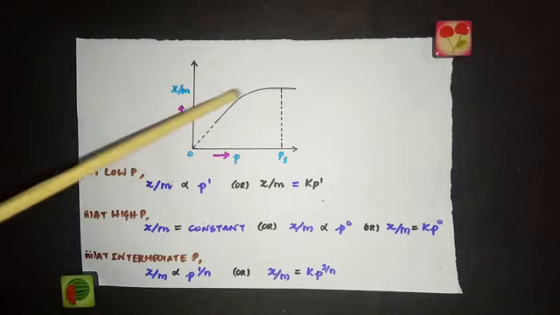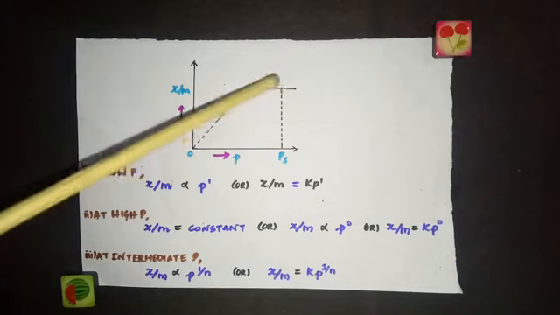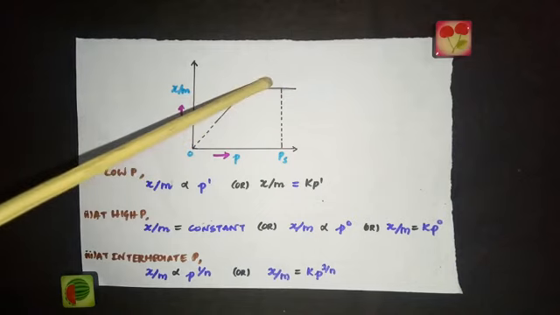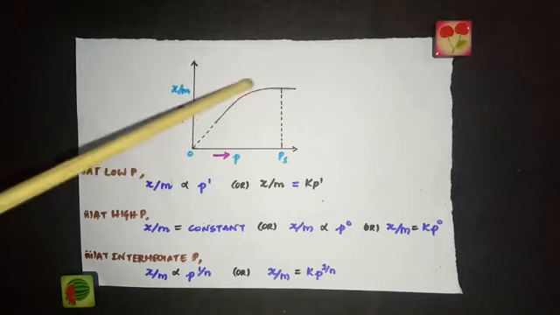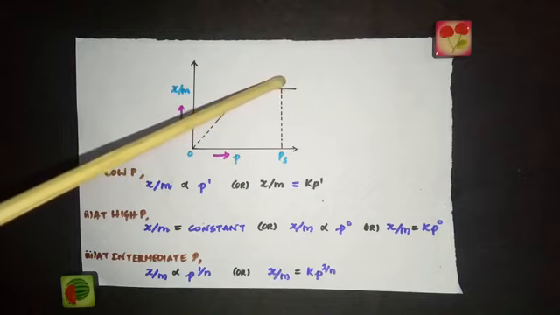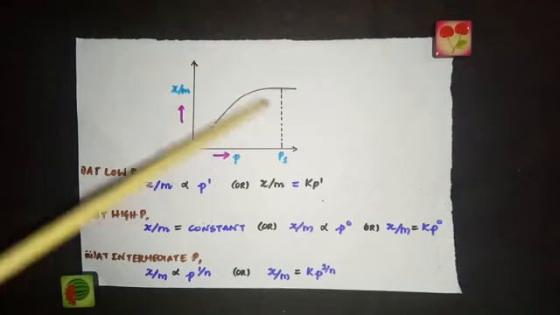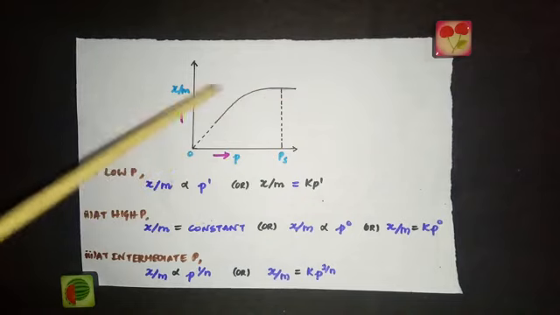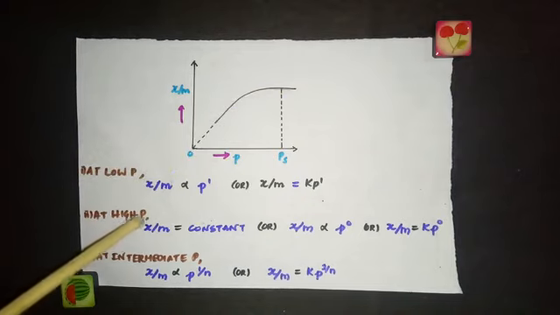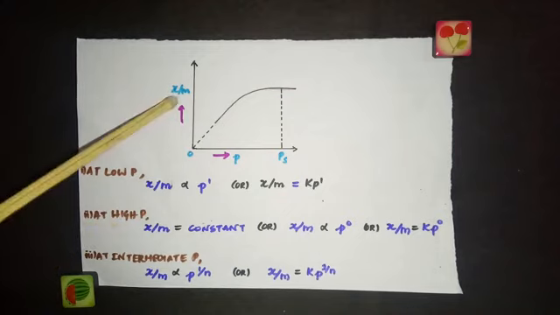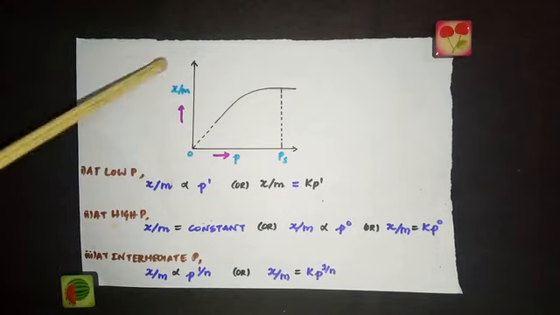And now at high pressure, what happens? The value of x by m becomes almost constant, which means it does not change with the change in pressure. So even though you change the pressure, what is not changing? The x by m value is not changing. This happens at a high pressure. So we say the value of x by m becomes almost constant.